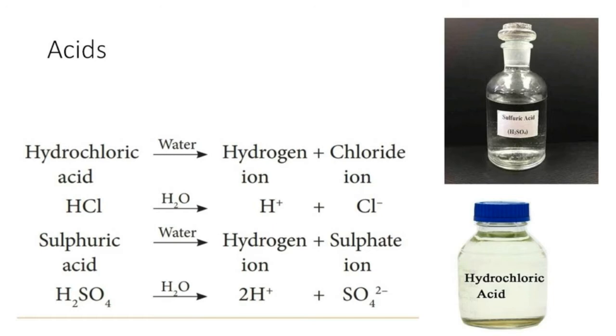Hydrogen ion is nothing but the H+ ion. So hydrochloric acid, on dissolving in water, releases H+ and Cl−, hydrogen ion and chloride ion. Next, sulfuric acid, on dissolving in water, releases hydrogen ion and sulfate ion. Thus, acids are defined as the chemical substances which release hydrogen ions when dissolved in water.